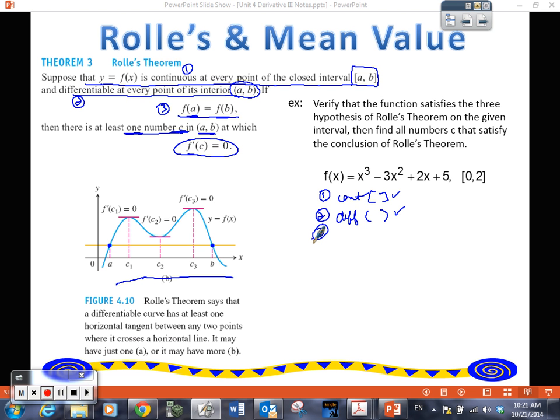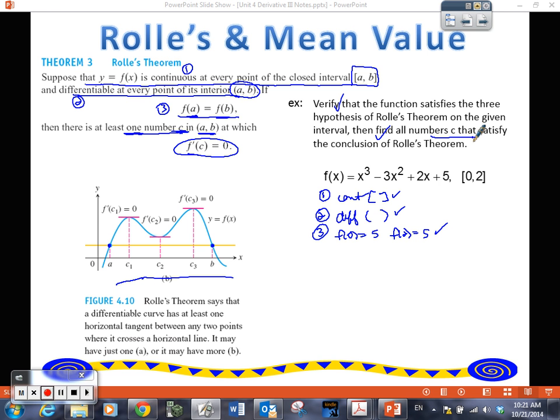So let's see, f of 0 would be 5, and f of 2, after you sub a 2 in, that is also 5. So the y values of the endpoints are the same. Perfect. We have satisfied the 3 criteria of Rolle's. So we have verified that the function satisfies the hypothesis. Now we're going to find all numbers c that satisfy it.